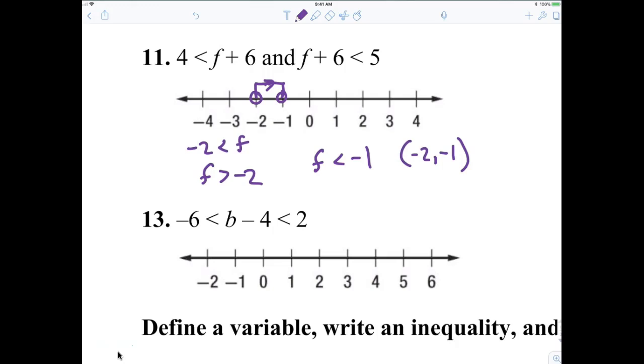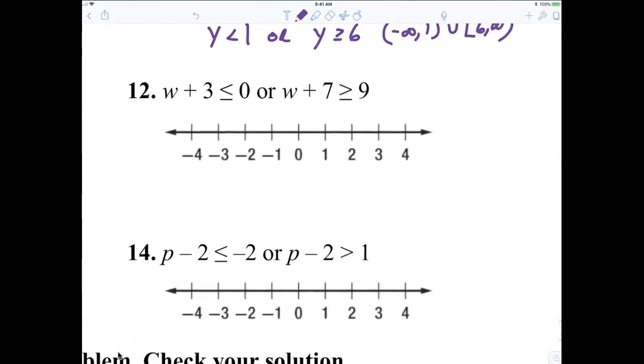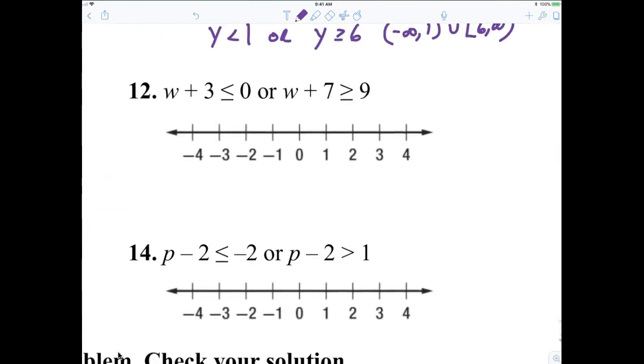All right, let's check out 12. Mental math, come on. What would it be? W is less than or equal to negative 3? W is greater than or equal to... Okay. Less than or equal to negative 3. Greater than or equal to 2.